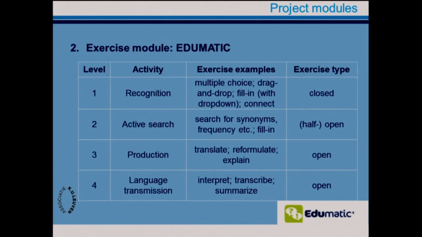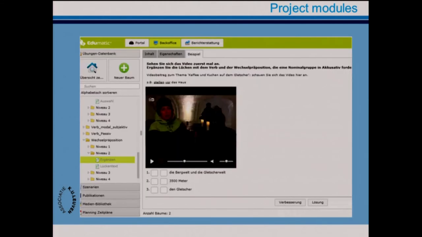Okay, so because, as I've said, there are many different language programs involved in this project and many different proficiency levels, we make a distinction between four levels of difficulty of exercises. On the first level, the student is just required to recognize a language phenomenon, so the exercise types are multiple choice, drag and drop, and so on. On the highest level, it's a level of language translation. The student has to interpret a video or to transcribe or summarize it. So this is a screenshot of the exercise module.